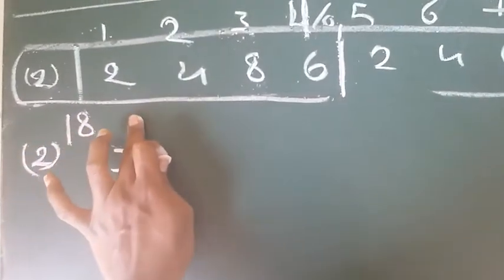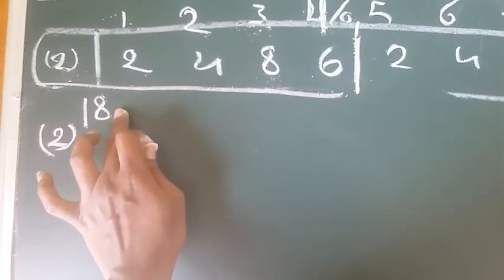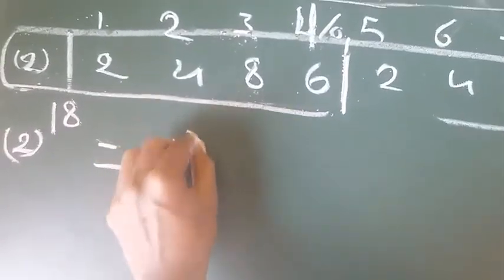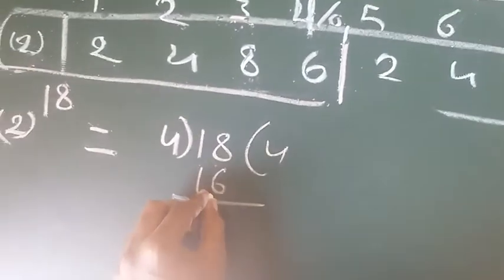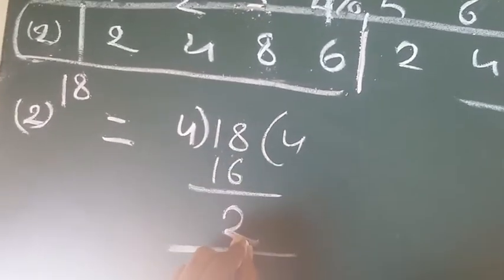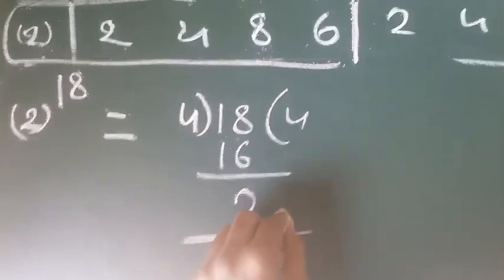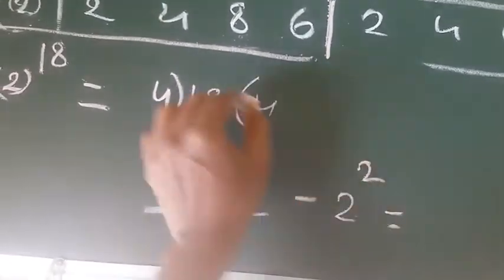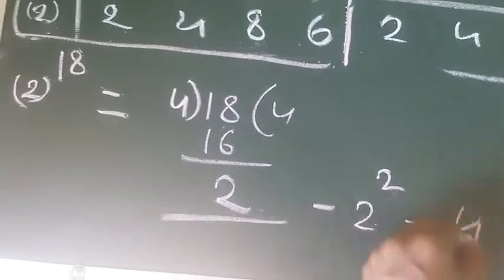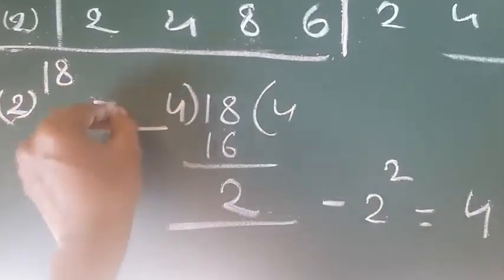Here the power is 18. So divide 18 by 4. 4 fours are 16. 18 minus 16, remainder is 2. So when you get the remainder 2, consider the power of 2: 2 square. 2 square's units place is 4. Hence 2 power 18's units place is also 4.